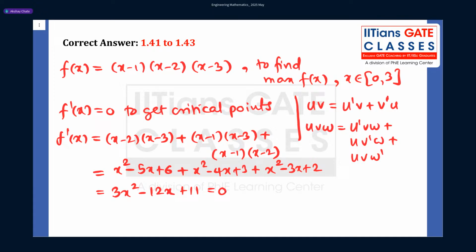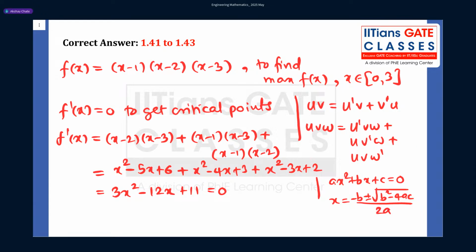And you should know, if you have a polynomial of the nature ax square plus bx plus c equal to 0, your roots are minus b plus minus square root of b square minus 4ac, divided by 2a. So this is a standard way to solve quadratic equations.